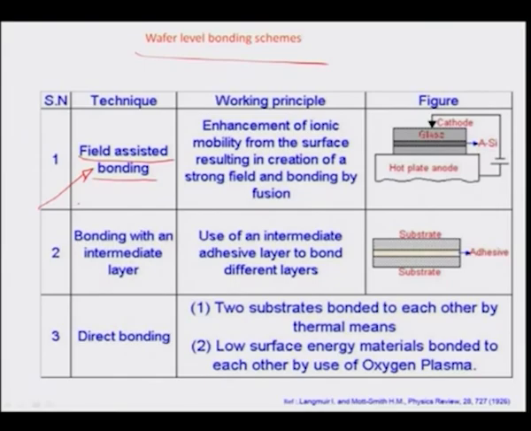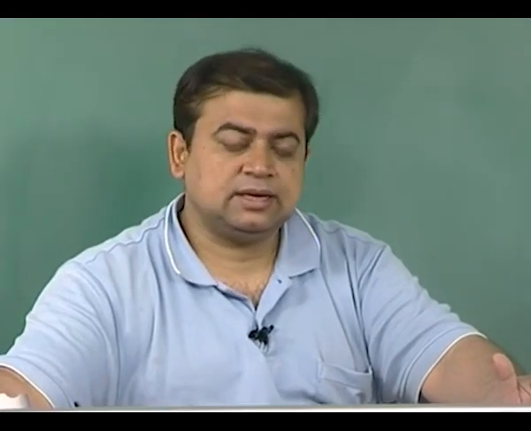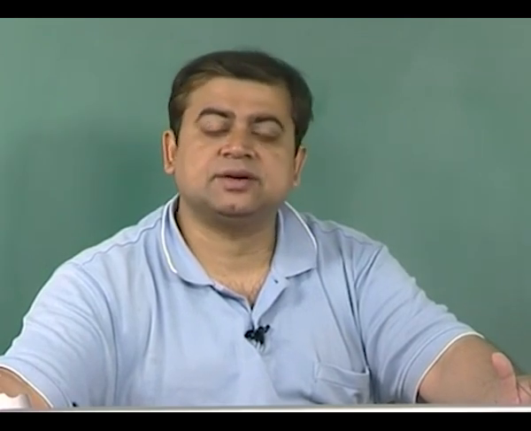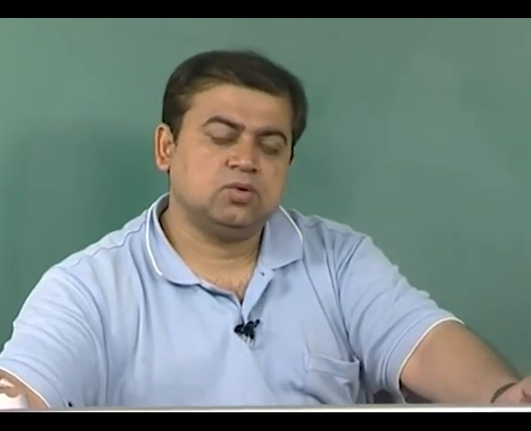And here what happens is that if you have silicon oxide on the surface of the silicon wafer on one hand, and on the other hand you have, let us say, glass like soda lime glass, there is always a tendency of the sodium ions in the glass or the O minus 2 ions on the top of this Si surface to migrate towards each other.